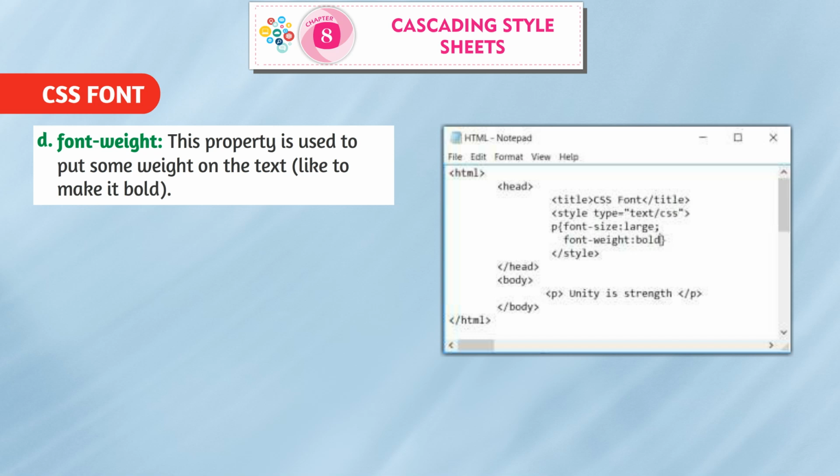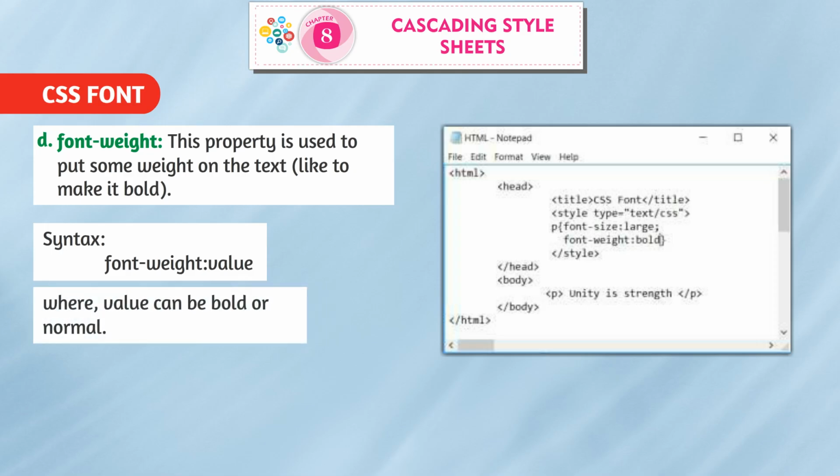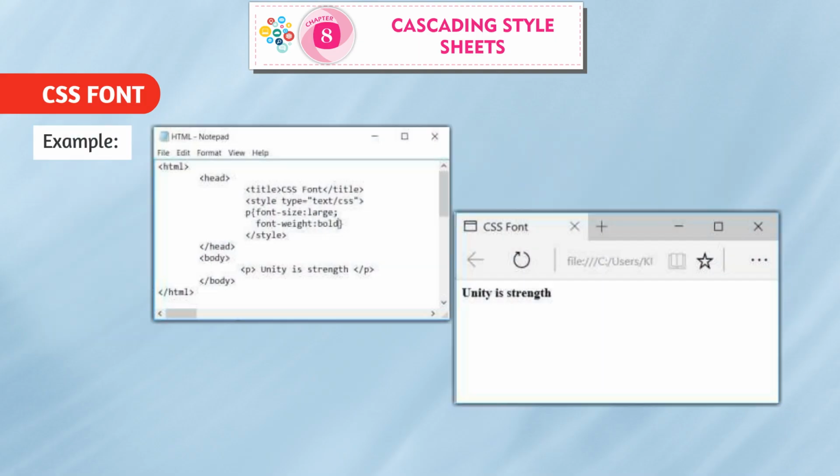D. Font weight. This property is used to put some weight on the text, like to make it bold. Syntax: font-weight: value, where value can be bold or normal. Example.